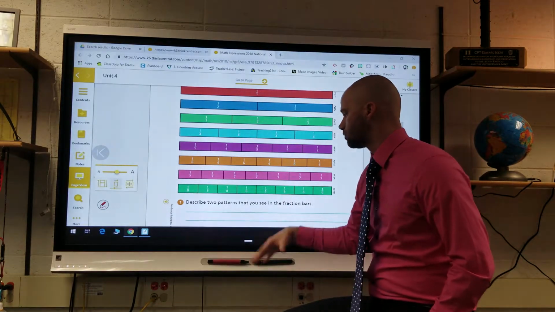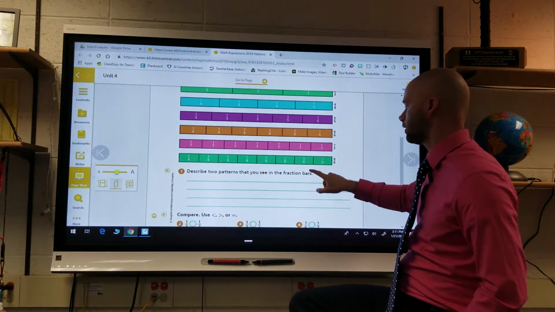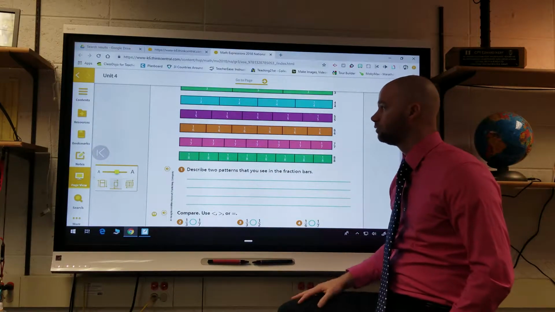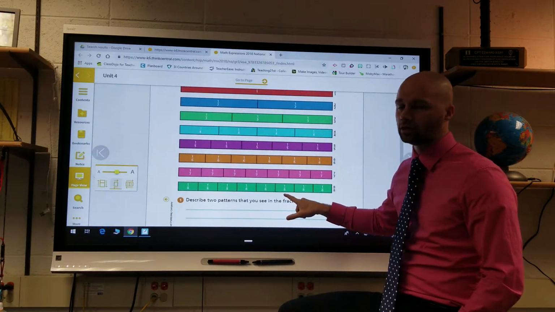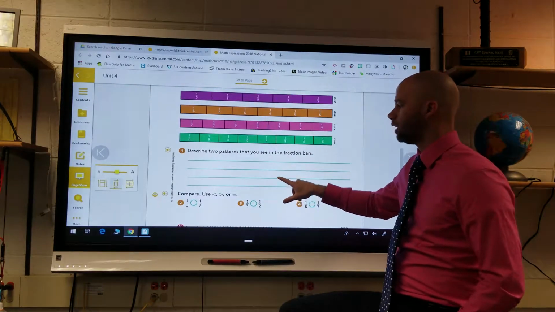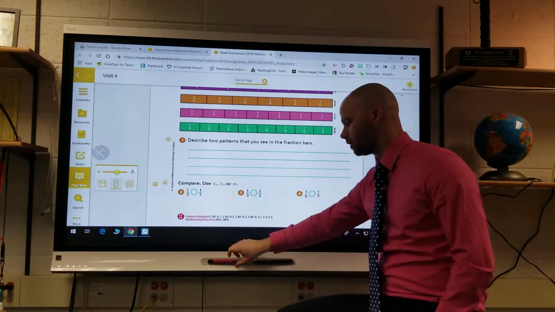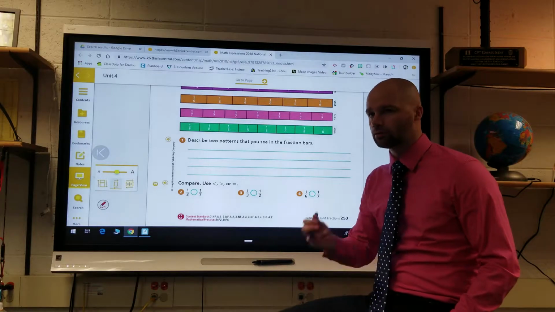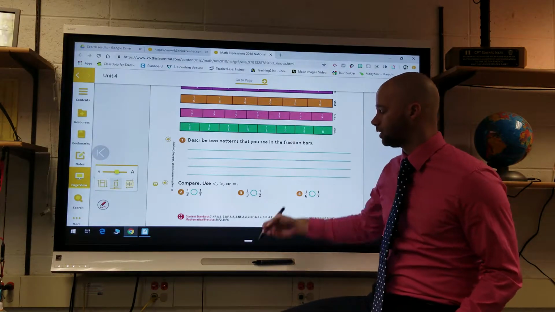Okay. All right. So describe two patterns that you see in the fraction bars. It's kind of up to you. There are quite a few patterns that you could see there. And then compare, so we're using greater than, less than, or equal to symbols. Okay, so that will be really key to do here.